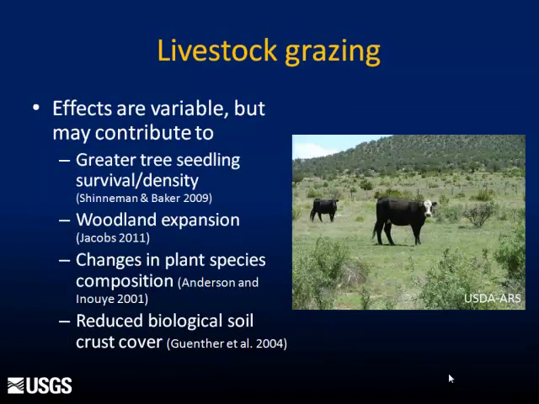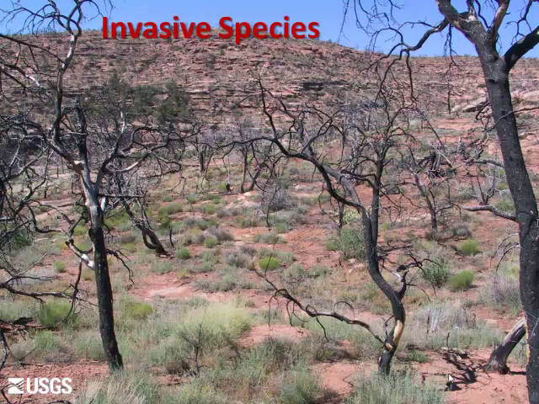Livestock grazing, too, has a potential detrimental effect in PJ systems. Of course, it depends greatly on the intensity, the seasonality, and so on, but certainly we know that in some cases, livestock grazing may contribute to greater tree seedling survival or density, could contribute to woodland expansion, can lead to changes in plant community composition, and can reduce biological soil crust cover, which is very important in the Southwest in particular as a source of a structure that holds soil resources together, provides nutrients, and so on. Invasive species are another threat in PJ systems.